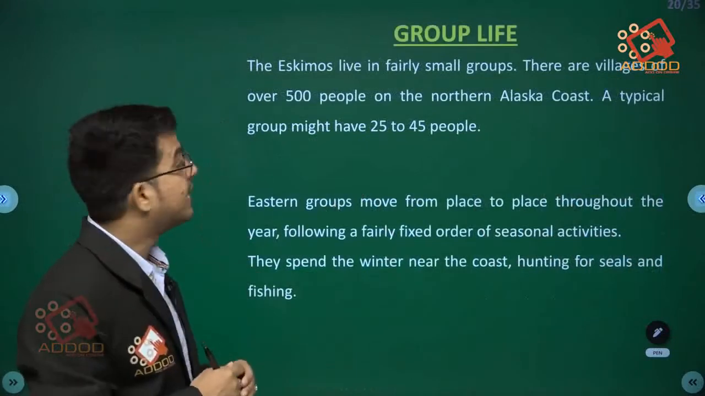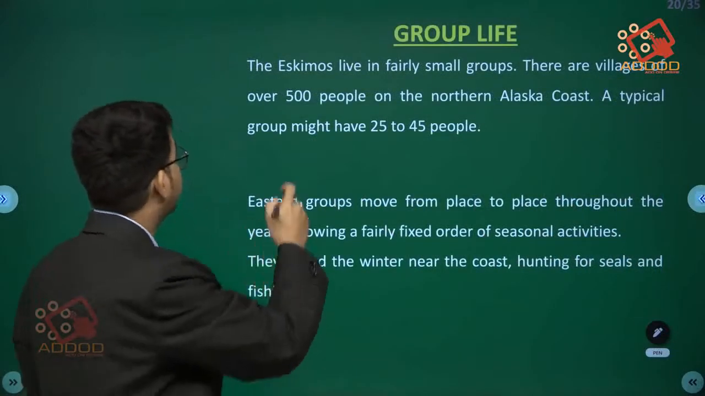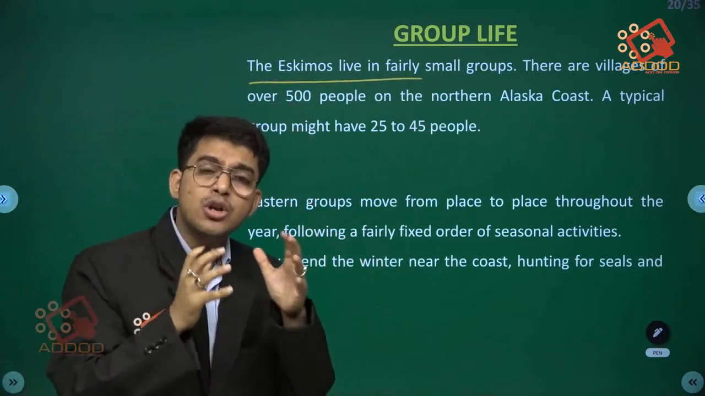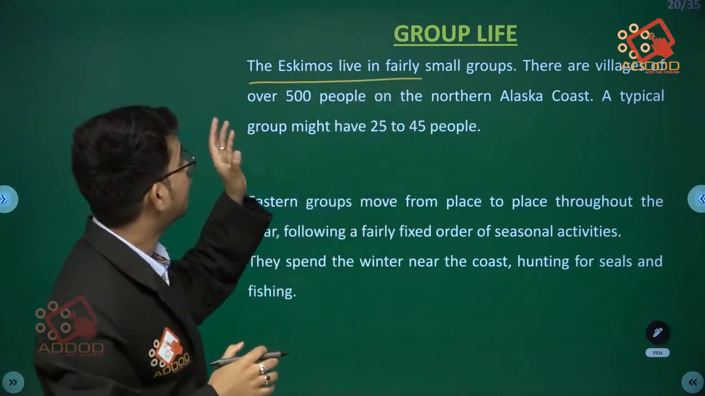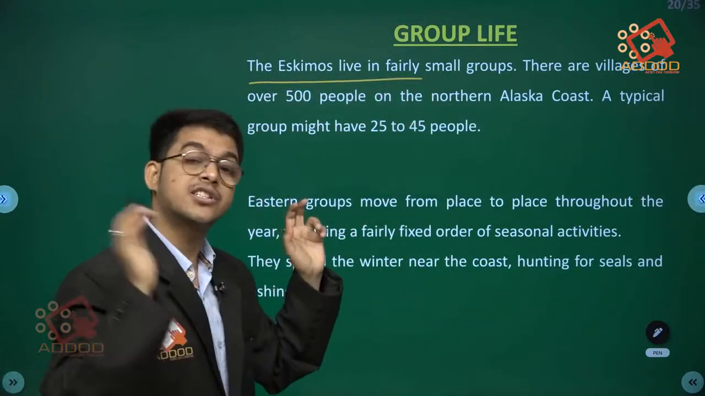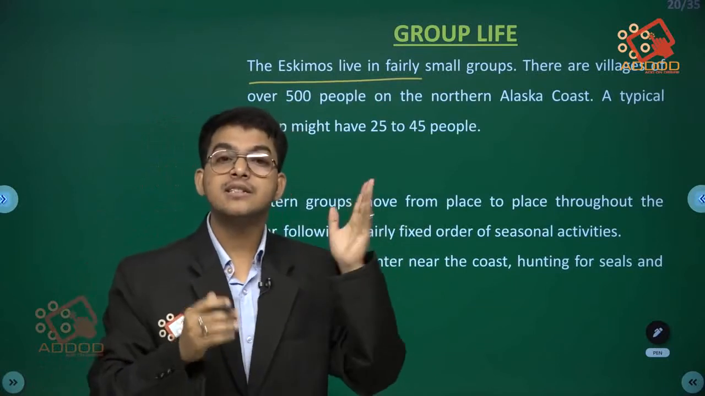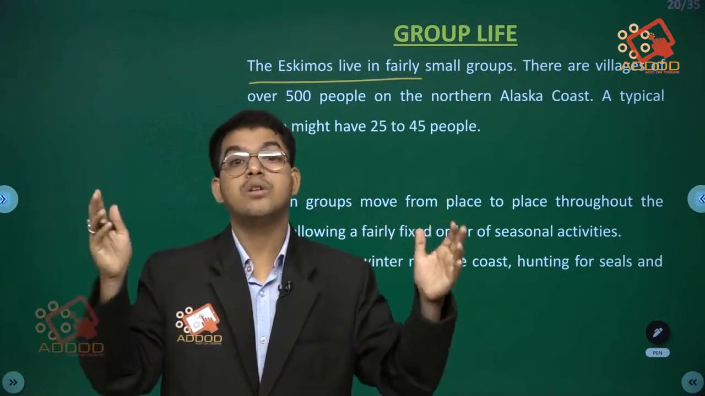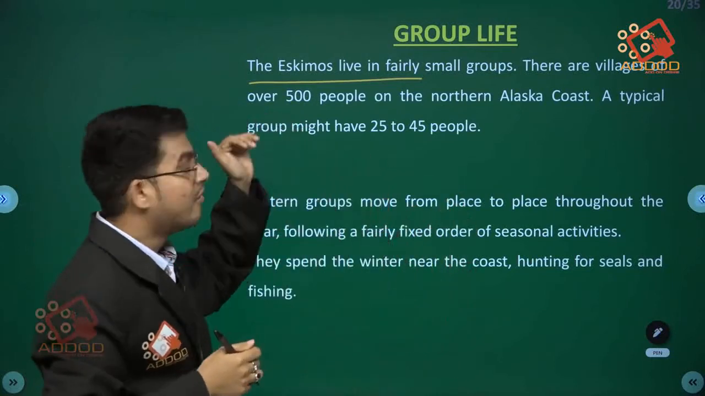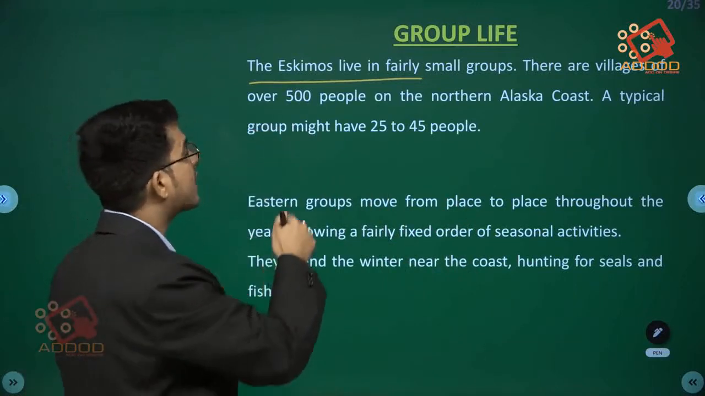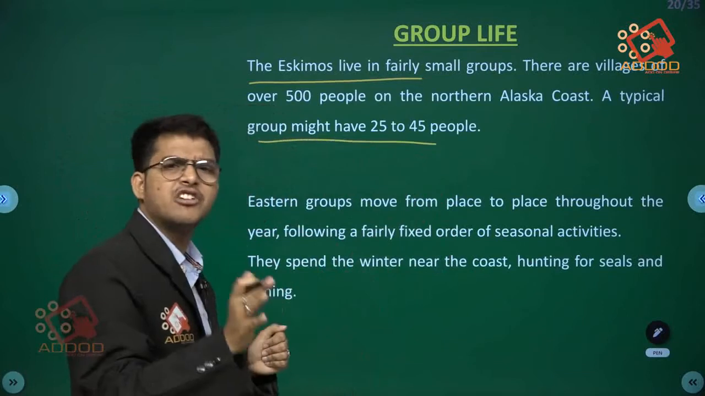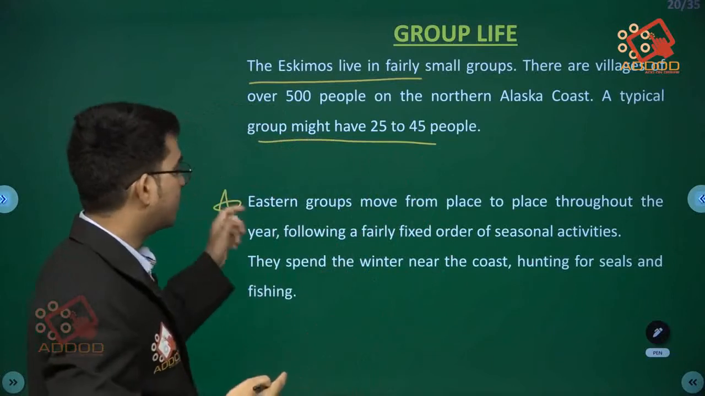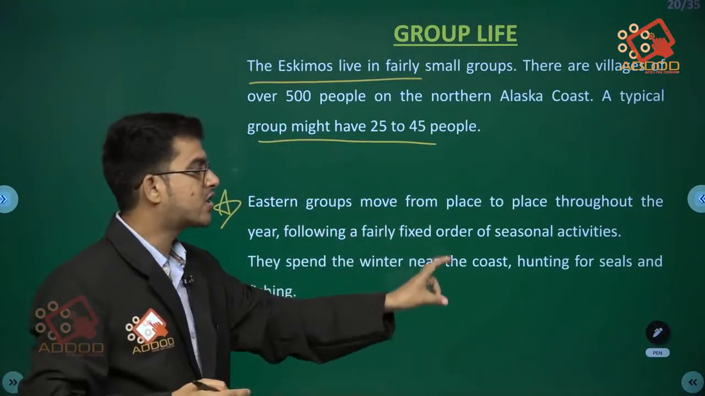Okay, group life. Their group life is a very interesting portion. The Eskimos live in fairly small groups. There are villages of over 500 people, an entire village. Can you imagine 500? In your school the population is like 400, 500, 600. And they have their own village for this population. On the northern Alaska coast, a typical group might have been 25 to 45 people. That's it. Very few.